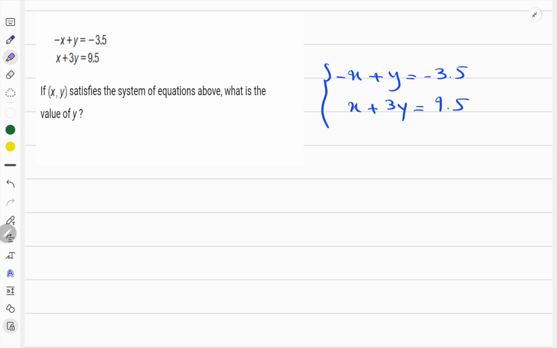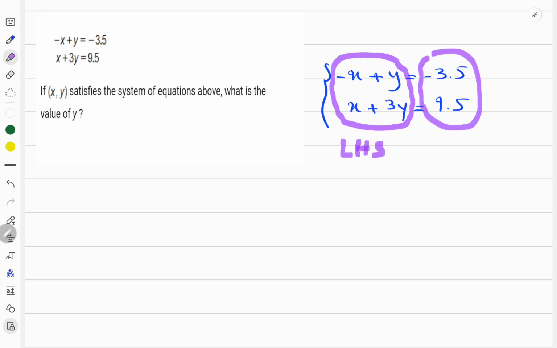The point that you should know about this type of question is that you can add left-hand sides and then add right-hand sides and set them equal to each other, and solve for y or even for x.